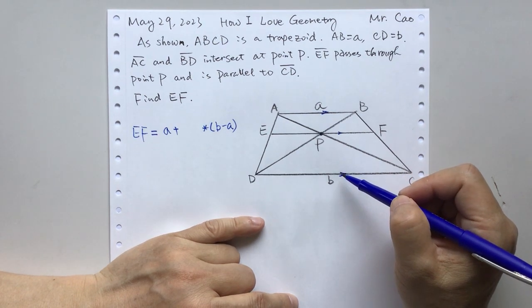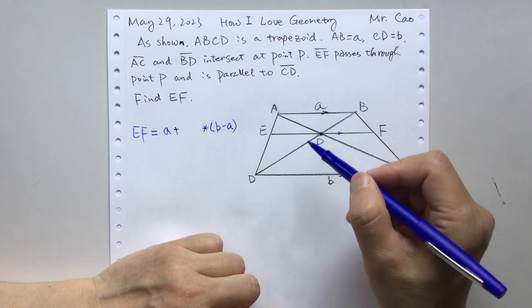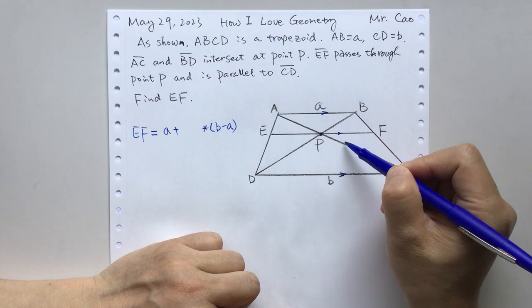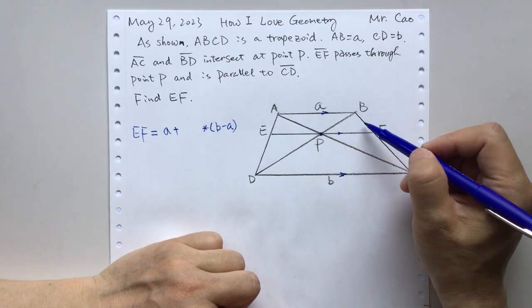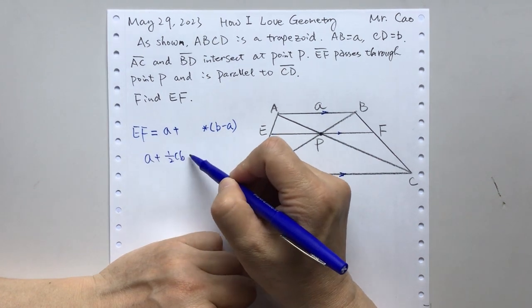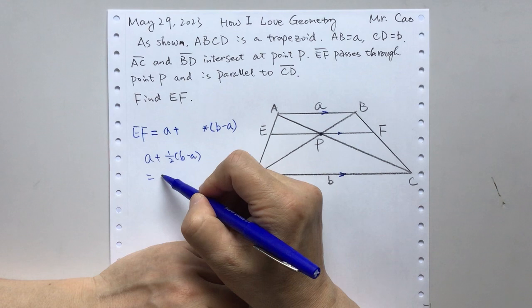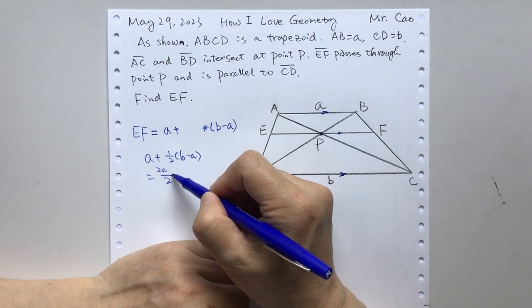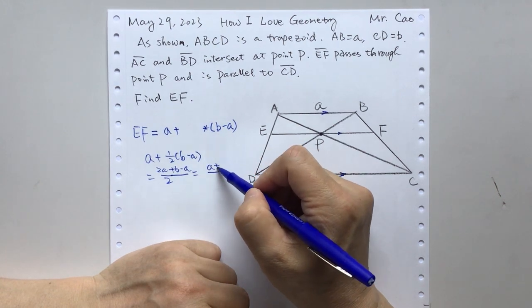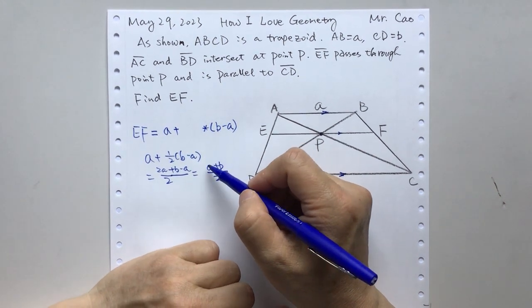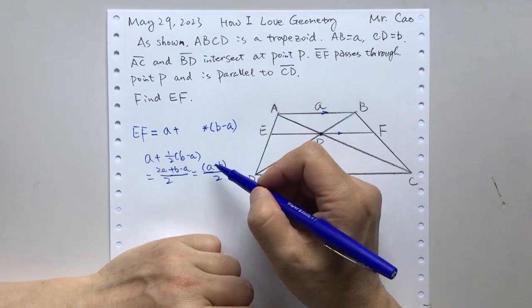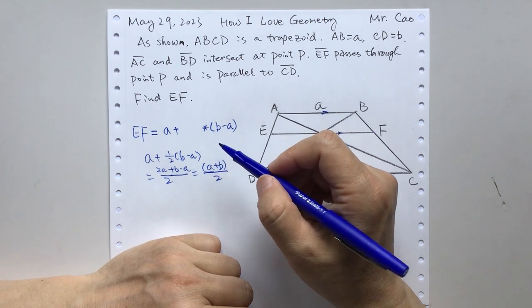And also, if the coefficient is half, it's in the middle of AD and BC. It will be A plus 1/2 times B minus A, which equals 1/2 of 2A plus B minus A, which is 1/2 of A plus B, right? We know the median line length is 1/2 of A plus B, so I'm so confident.